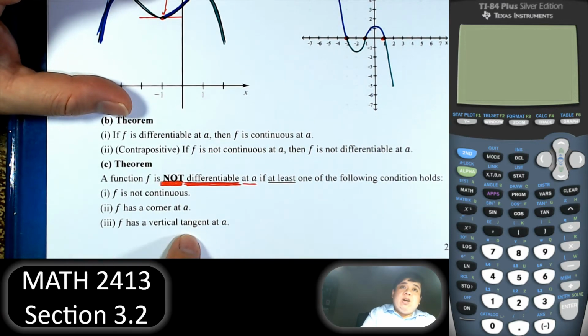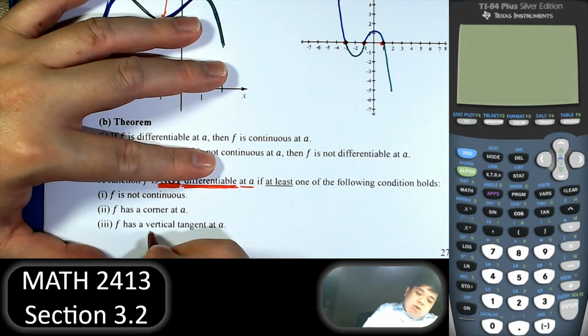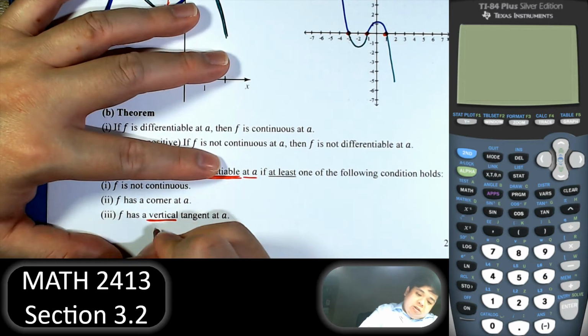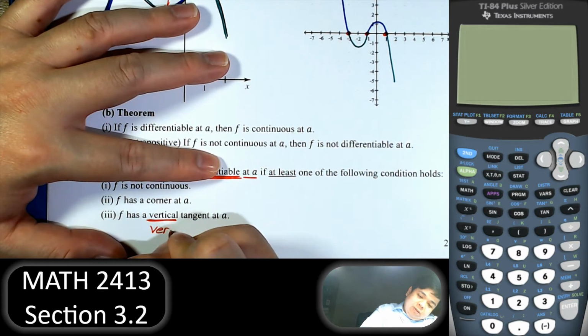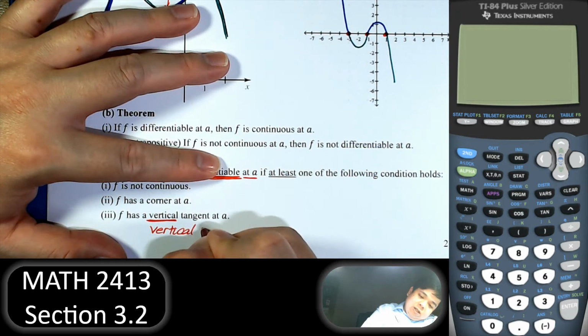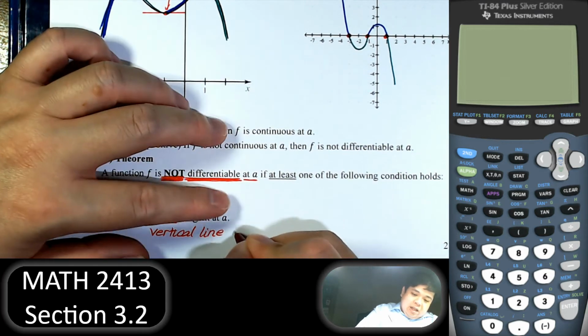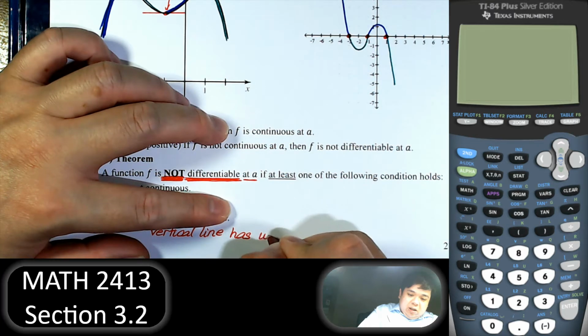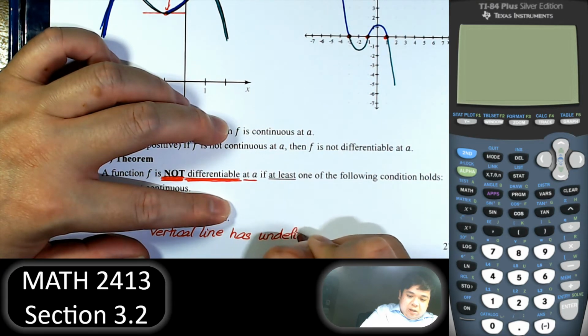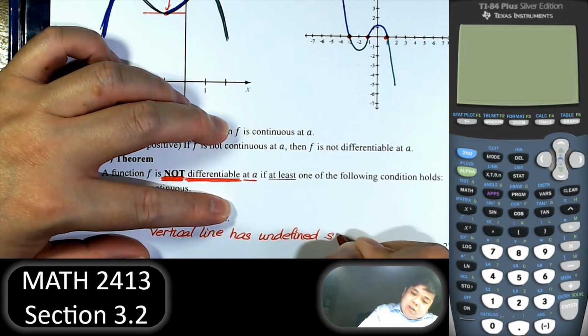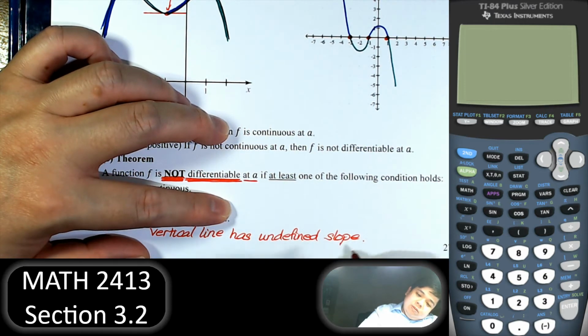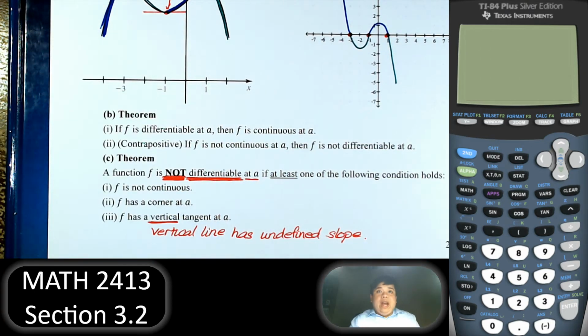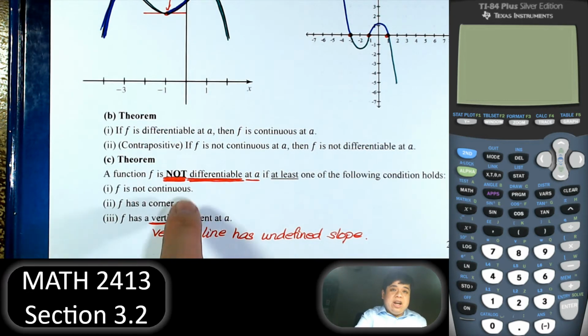And also the vertical tangent, simply because for a vertical line, the slope is undefined. Vertical line has undefined slope. So if the slope is undefined, and the derivative is the slope of the tangent line, then if it's undefined, the derivative is undefined as well. So we cannot have those three things.